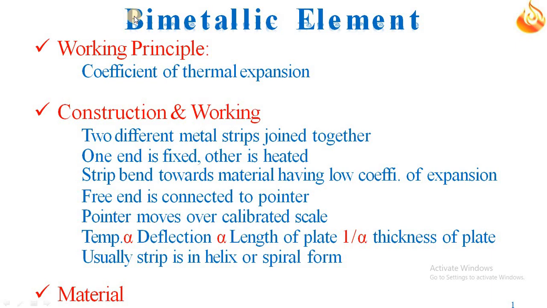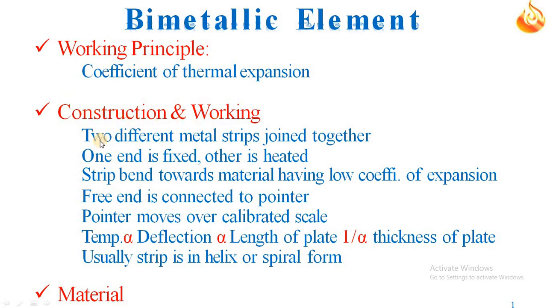The word bimetallic itself indicates that we can simply divide it into two parts. Bi means two, and metallic stands for material, which should be metal. So a bimetallic thermometer is made by joining two metals, and these two metals should be different, that is, metals having different coefficients of thermal expansion. Here we will see the construction and working.